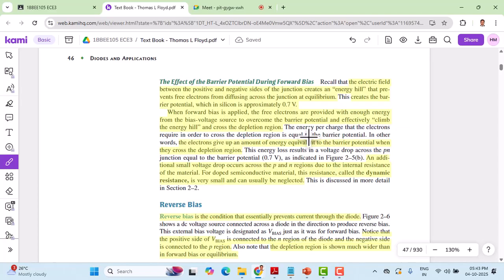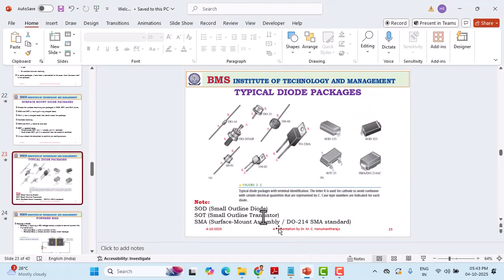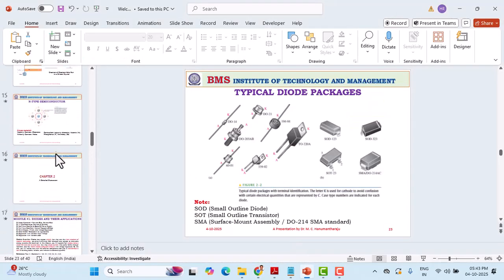Okay, so this is the same thing that has been explained here. The students can go through that. The electric field between the positive and negative sides of the junction creates an energy hill. In order to understand the energy hill, one needs to understand the covalent bond formation, and even the different bands that exist in p-type and n-type semiconductors. If you understand those bands, you can easily understand the energy hill. For instance, I think we have a diagram to show that.